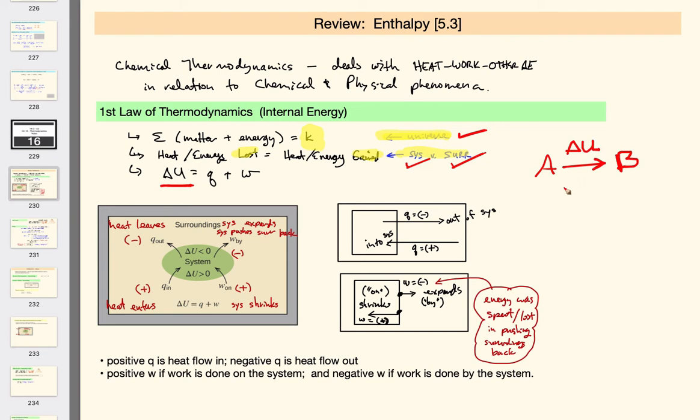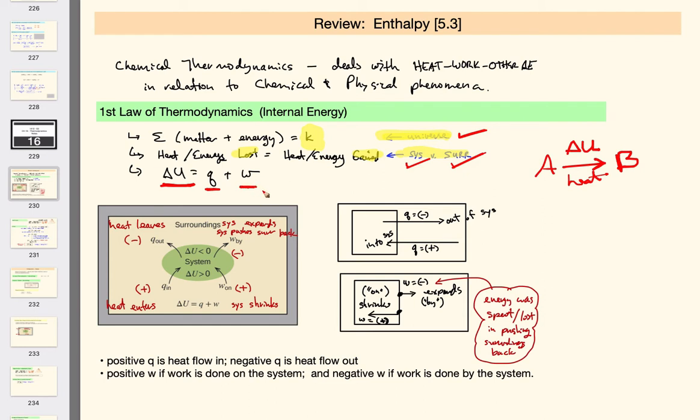Now, of course, what we normally deal with is heat, right? We don't typically talk about delta U. We typically talk about heat. Why? Because the reactions that I've given you so far were all done under constant pressure. And so heat is a good proxy for internal energy. Okay, so the change in U is equal to the heat energy plus the work energy.